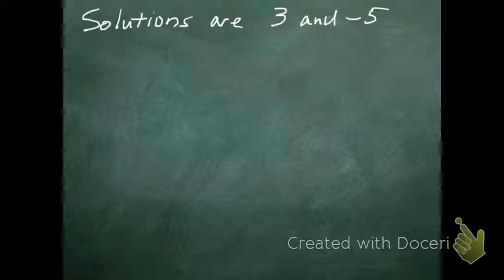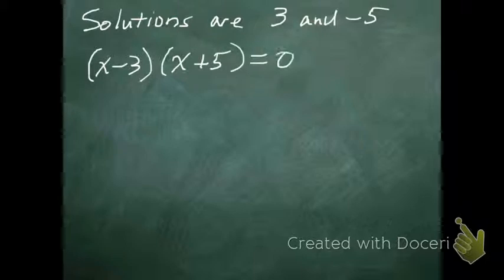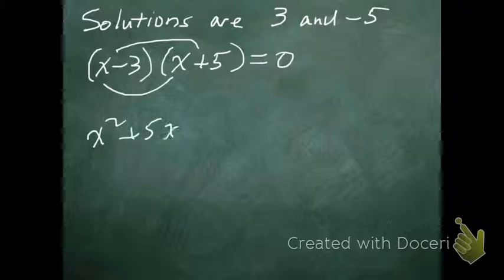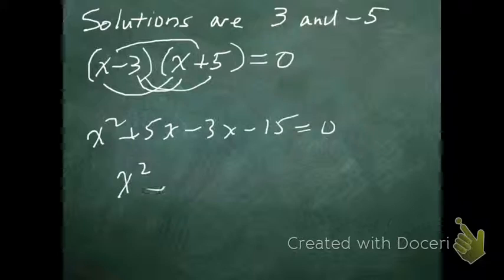If I know that 3 was a solution, that means that x minus 3 had to be one of the factors. And if I know negative 5 is a solution, that means x minus a negative 5, or x plus 5, was the other factor. And set it equal to 0. Now I simply FOIL these together, so I get x squared plus 5x minus 3x minus 15 is equal to 0. So my original quadratic is x squared plus 2x minus 15.